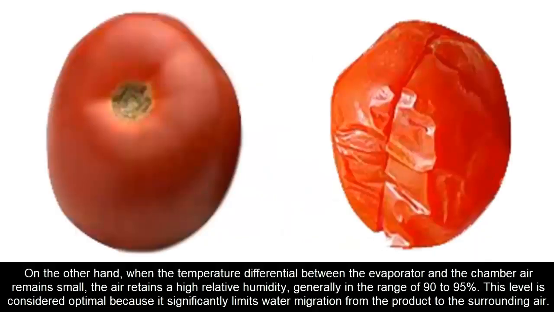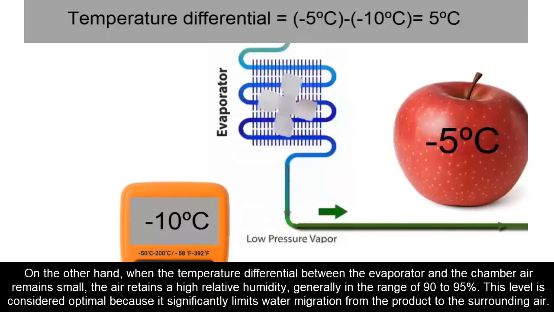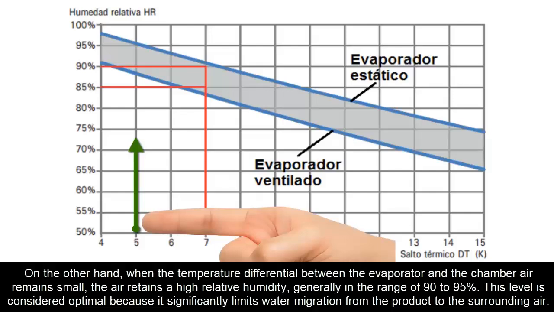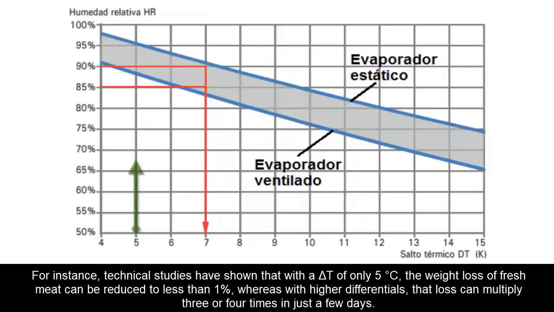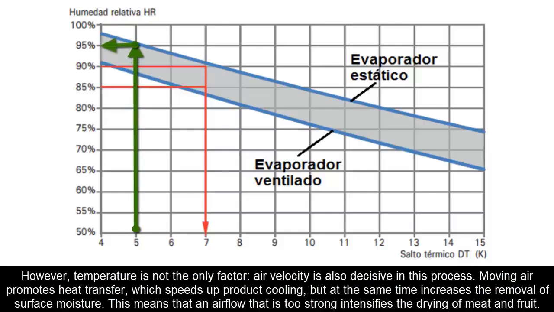On the other hand, when the temperature differential between the evaporator and the chamber air remains small, the air retains a high relative humidity, generally in the range of 90 to 95%. This level is considered optimal because it significantly limits water migration from the product to the surrounding air. For instance, technical studies have shown that with a delta T of only 5 degrees Celsius, the weight loss of fresh meat can be reduced to less than 1%, whereas with higher differentials, that loss can multiply 3 or 4 times in just a few days.